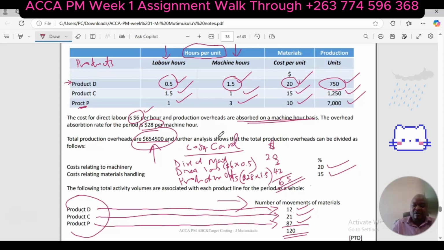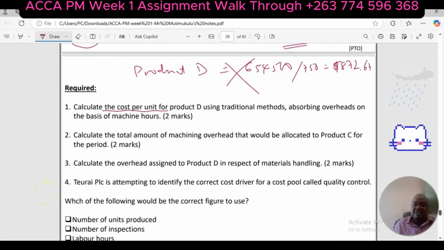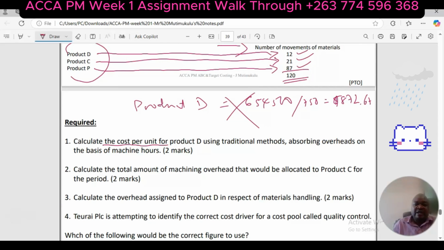Sorry, I thought it was a PowerPoint form. I'm sorry for that. Sometimes the screen sticks. So we get here the answer is $65.